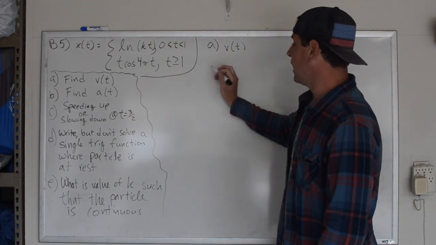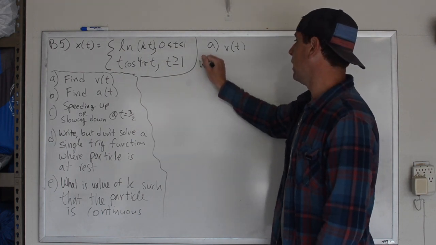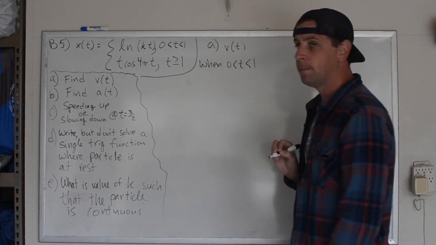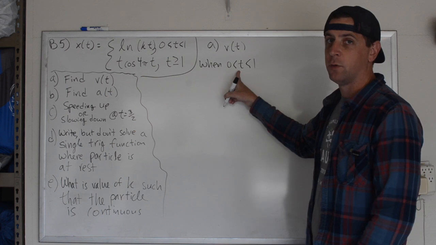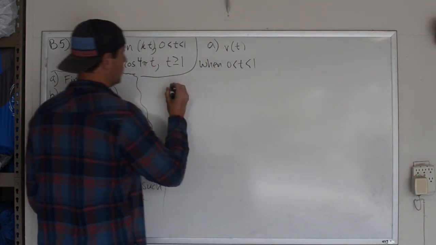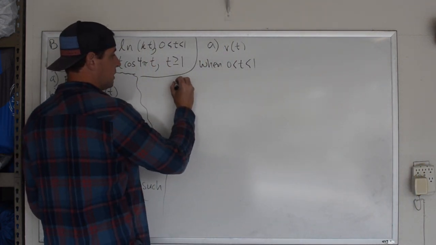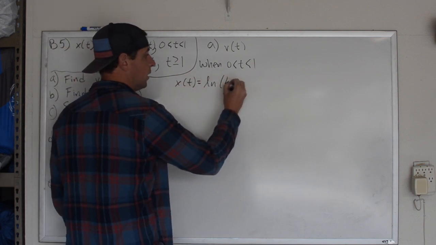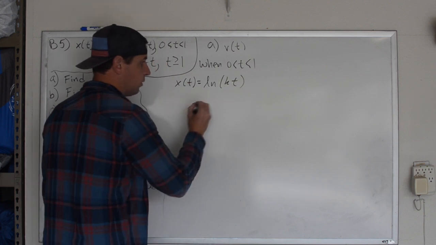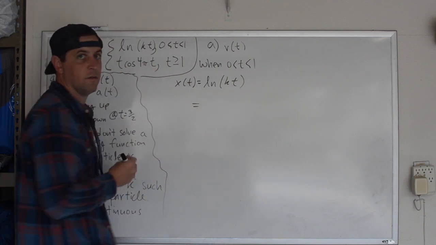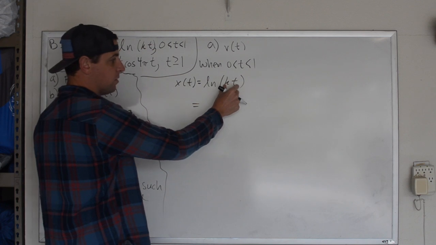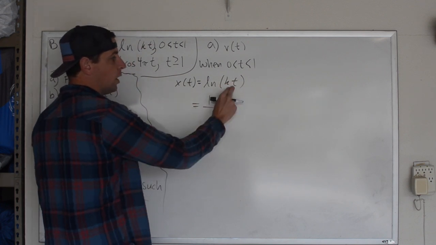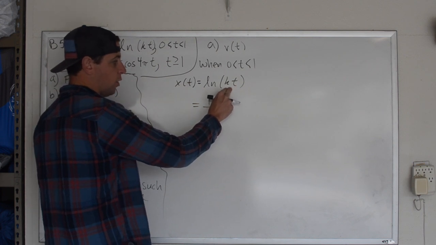To find v of t, I have 2 parts. I have when 0 is less than t is less than 1. I'm going to consider that function x of t is equal to natural log of kt. So we take the derivative of natural log. This is going to involve our chain rule. So my inside piece is kt. And so the derivative of natural log would be just 1 over x, or in this case it's 1 over kt.